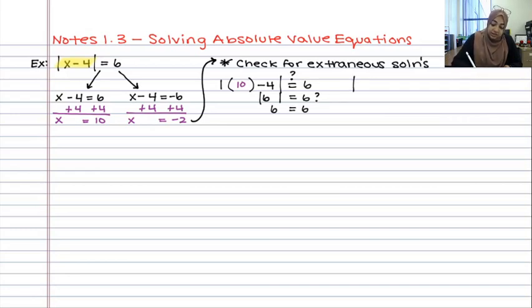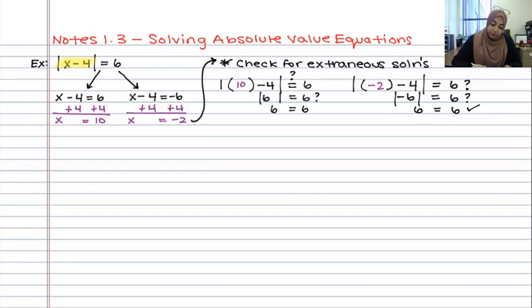Do the same thing to the other side, but this time I'm going to substitute in my other solution, negative 2. And negative 2 minus 4, I want to check, is the absolute value of that equal to 6? And actually it is. I end up getting a negative 6 inside the absolute value bars. And as we just discussed, the absolute value of negative 6 is also positive 6.